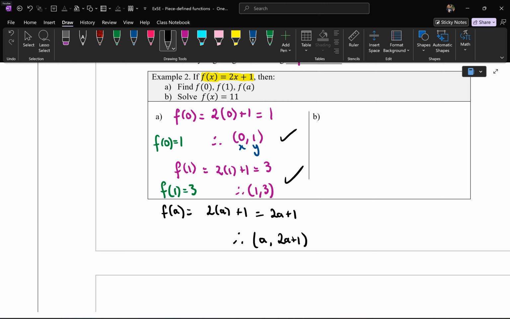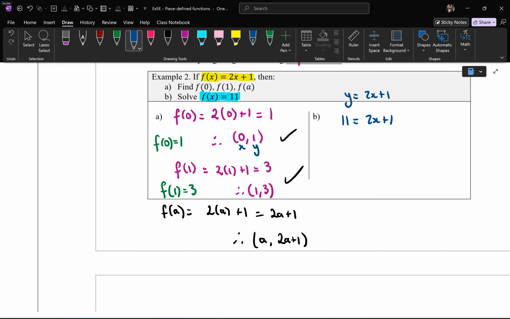Now let's see if you can read the second line. What do they want you to do here? When they say solve f of x equals 11, what does that mean? 11 equals 2x plus 1. Yeah. Normally in the past it was y equals 2x plus 1. All we're saying now is the function is equal to 11. So we're saying, let y equal 11, solve for x.